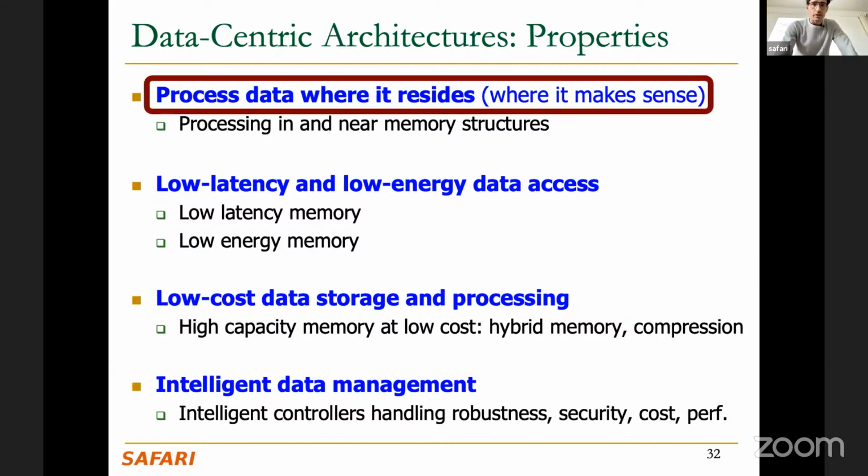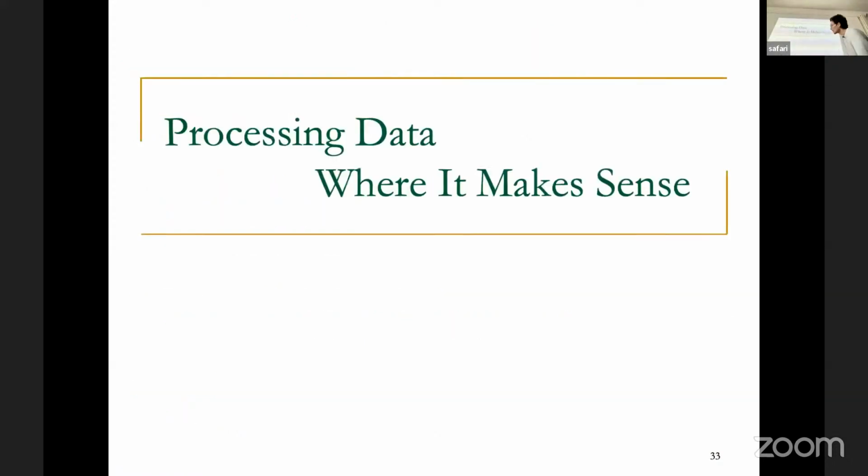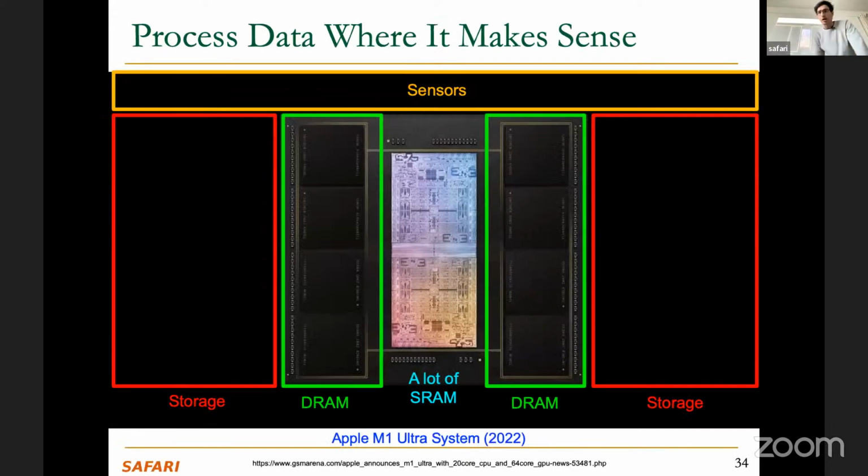Okay, but let's start from the beginning. Process data where it resides or where it makes sense. As I said earlier, a lot of the system is already occupied by memory, DRAM, storage, or even sensors. Processing where it makes sense means providing these components of the system with a certain amount of compute capabilities. Maybe not in all cases you are going to compute in the storage, or near DRAM or inside DRAM. You're going to do that when it really makes sense.